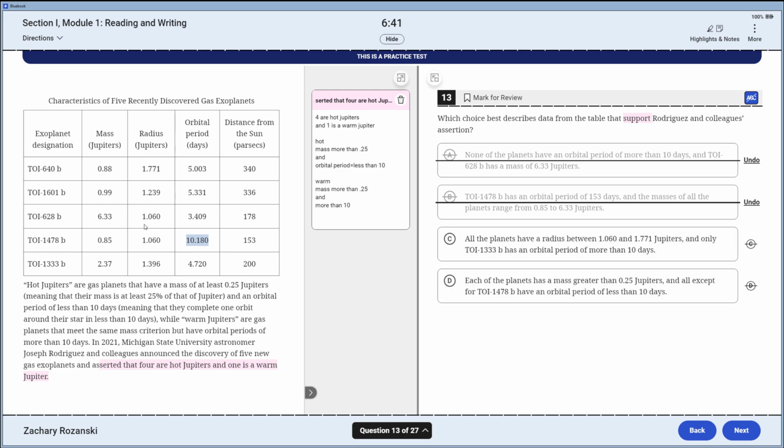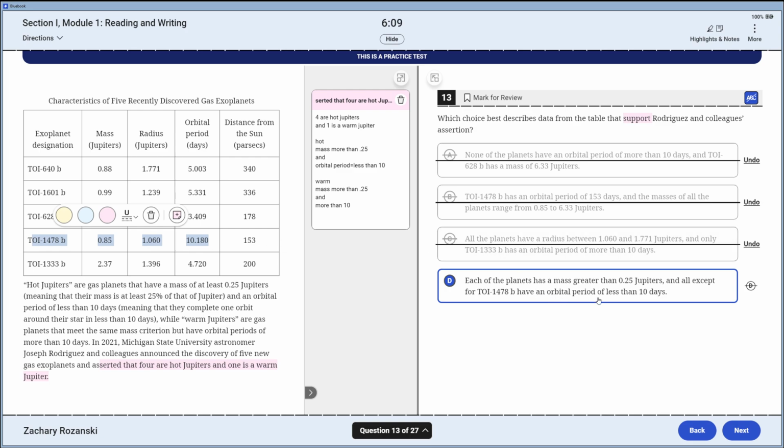All of the planets have a radius between 1.06 and 177. I already don't like it because radius had nothing to do with what we were talking about, but I'm running out of options, so I'm kind of getting scared. True. And only 133333b has an orbital period of more than 10 days. That's wrong. Only this one does. No. Each of the planets has a mass greater than 0.25 jupes. Absolutely. And all except this one has an orbital period of less than 10 days, and that would be the 4 and 1. So this is the right answer.